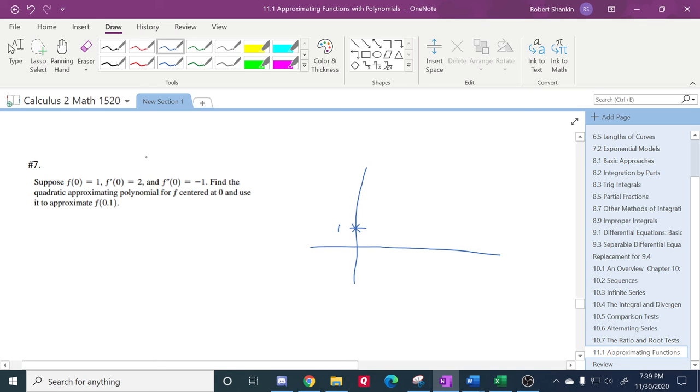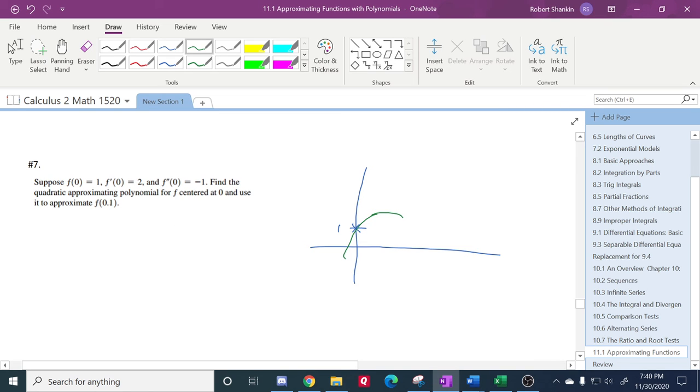The derivative is 2, so the function is cutting through coming upward. But also its second derivative is negative, so it was concave down. So although the slope was 2, it was kind of concave down in this region. So it's going up right here, but the second derivative is negative.